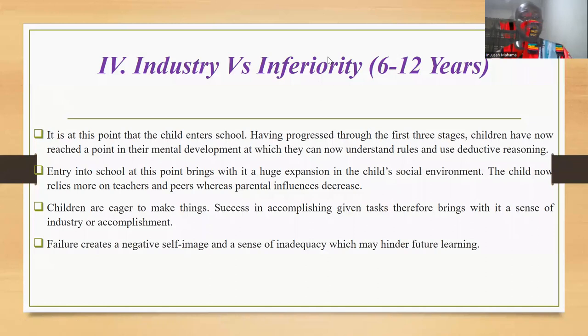According to Erik Erikson, in the first four stages, the individual child depends on the immediate family. So basic trust and mistrust, autonomy versus shame.